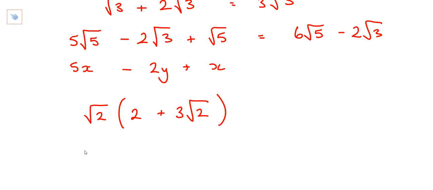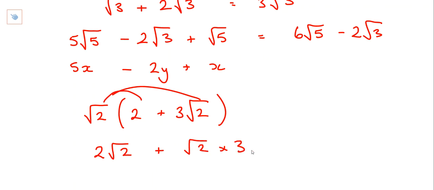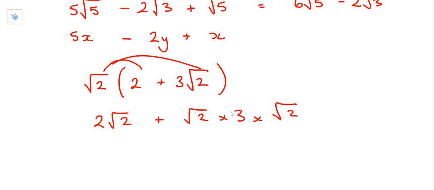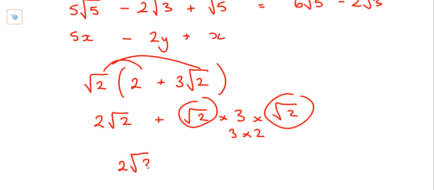So you do 2 root 2, because we're multiplying out the brackets. So 2 root 2, and then plus 2 times 3 root 2. I'm just going to expand and write it out in full. So it would be root 2 times 3 times root 2, and that does simplify because root 2 times root 2 is 2. So then it becomes 3 times 2, which is 6. So we end up with 2 root 2 plus 6.